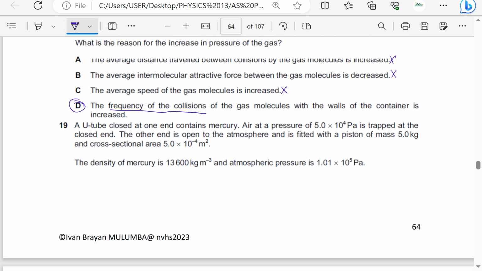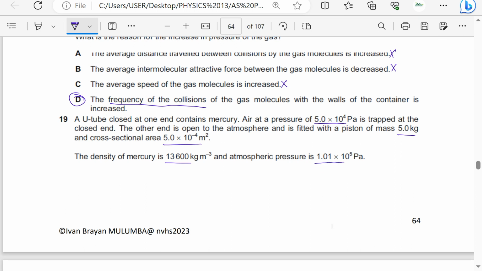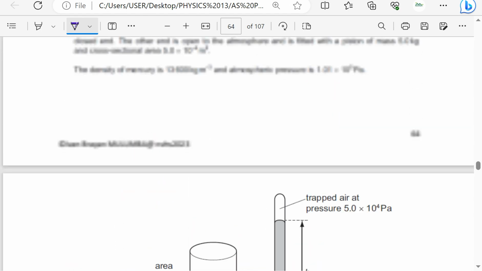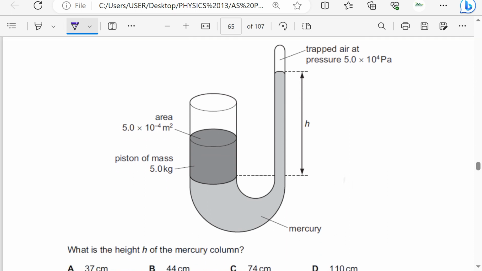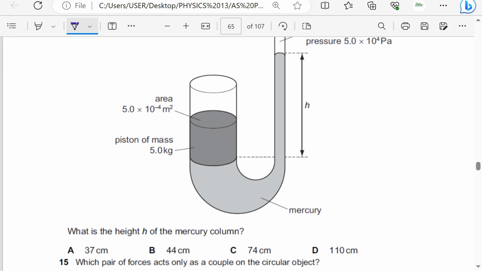A U-tube closed at one end contains mercury. Air at pressure 5 times 10 power 4 pascals is trapped at the closed end. The other end is open to the atmosphere and is fitted with a piston of mass 5 kilograms and cross-sectional area 5 times 10 power minus 4 meters squared. The density of mercury is 13,600 kilograms per meter cubed. Atmospheric pressure is 1.01 times 10 power 5 pascals. So this is the U-tube. One side is open to the atmosphere. So what is the height h of the mercury column?